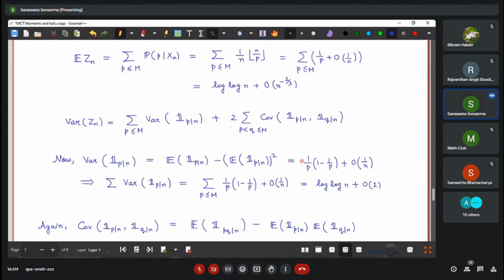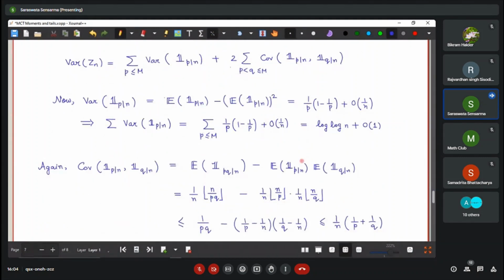It's the variance of this indicator, which by definition is the expectation minus the expectation squared, which is 1 over p minus 1 over p squared plus little o plus capital O of 1 over n. And if you just sum over the variance, you get log n plus 1. So we are happy, but we're not sure whether this covariance term will ruin it for us.